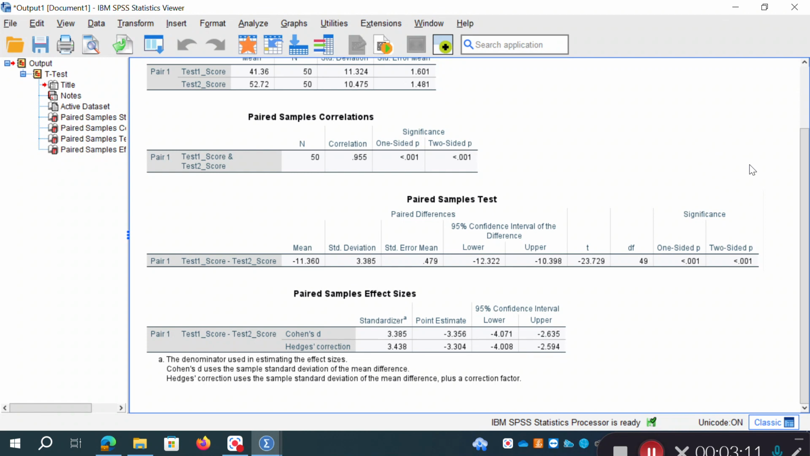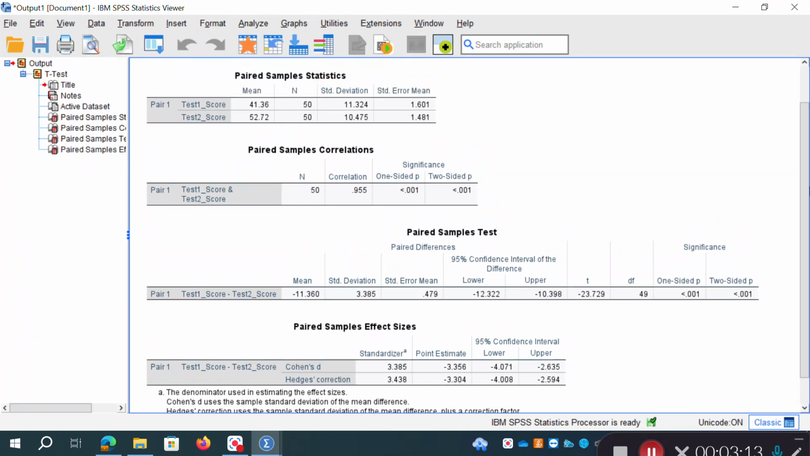Before we look at that though, one thing that's worth mentioning is, when we did the independent samples t-test, it gave us Levene's test as well. So Levene's test was a test for homogeneity of variance. That is a test that's only relevant for independent groups designs, so when you've got different participants in the different groups.